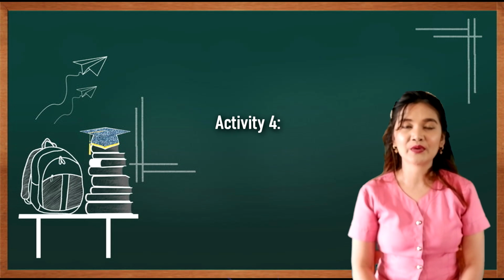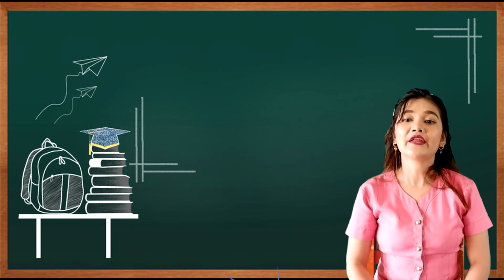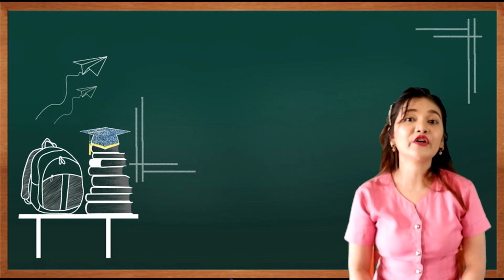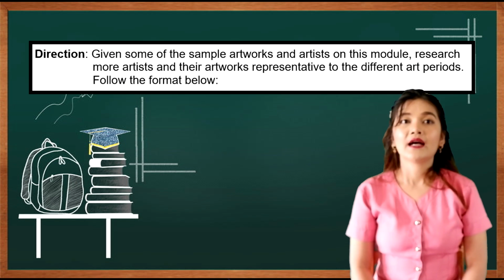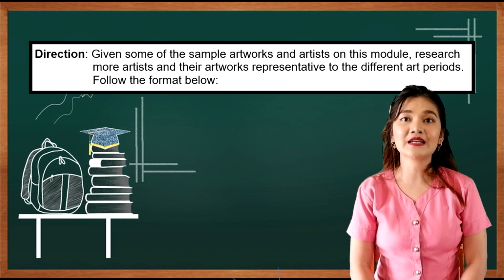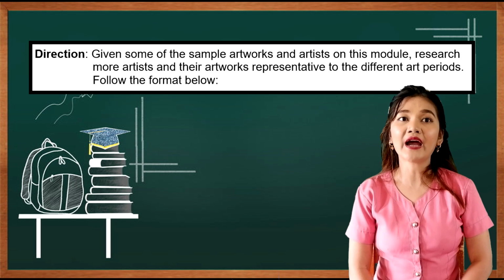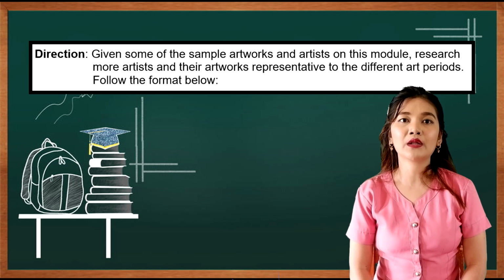What I can do. Activity 4. Research Master. In this activity, please refer to your learning activity sheets. Direction: some of the sample artworks and artists of this lesson were given. Research more artists and their artworks representative to the different art periods. Follow the format below.